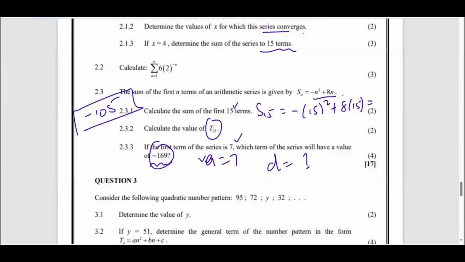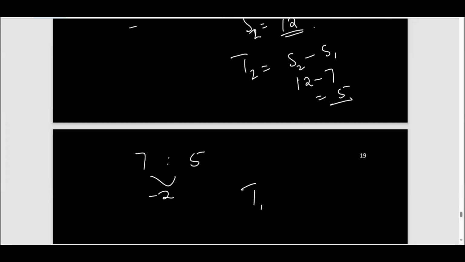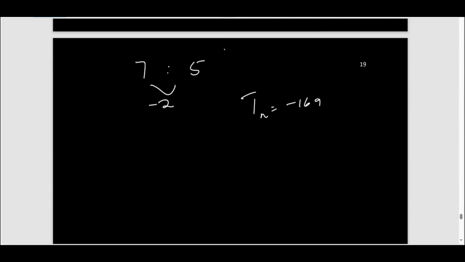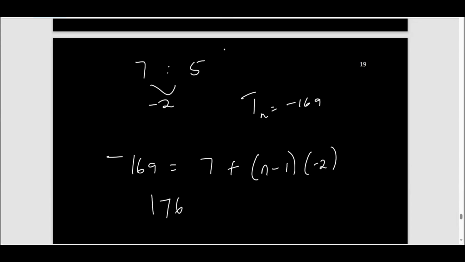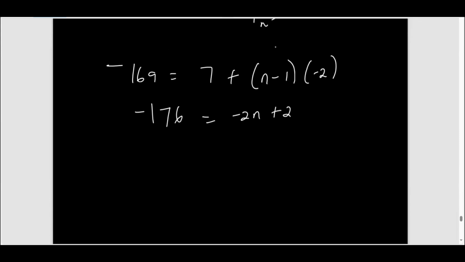Then we're asking for n, where Tn is negative 169. Okay. So it's going to be negative 169 is equal to 7 plus (n minus 1) into negative 2. Let's move the 7 that side. That gives us negative 176. Let's open that up: negative 2n plus 2. Let's move the 2 that side, which is negative 178. It's negative 2n, and divide both sides by negative 2.